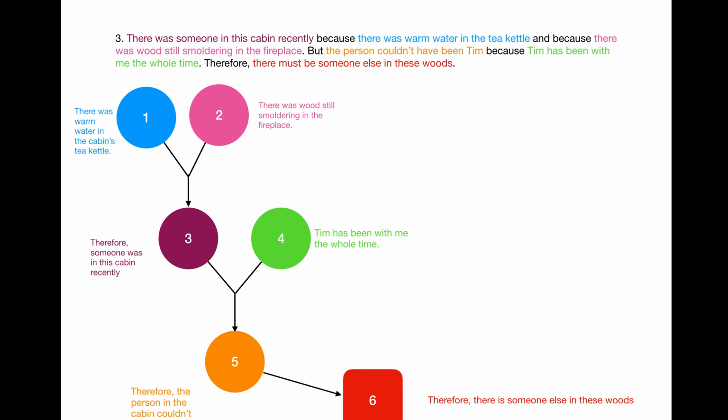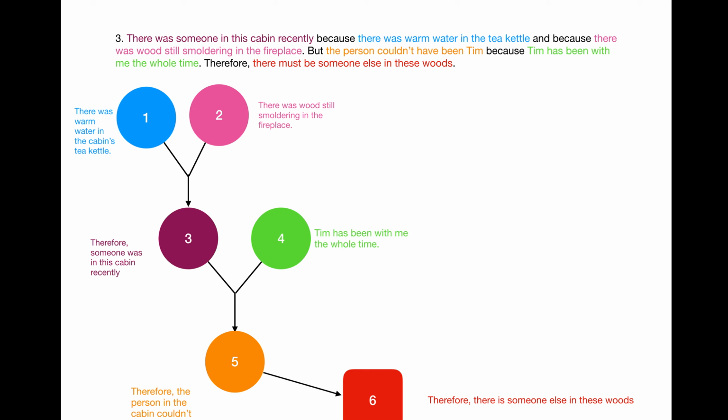There was someone in this cabin recently because there was warm water in the tea kettle and because there was wood still smoldering in the fireplace. But the person couldn't have been Tim because Tim has been with me the whole time. Therefore, there must be someone else in the woods. Okay, so this one's obviously much more complicated. So we look at our premises. We have a lot of becauses, and so that's how we know it's going to be chain linked, okay?